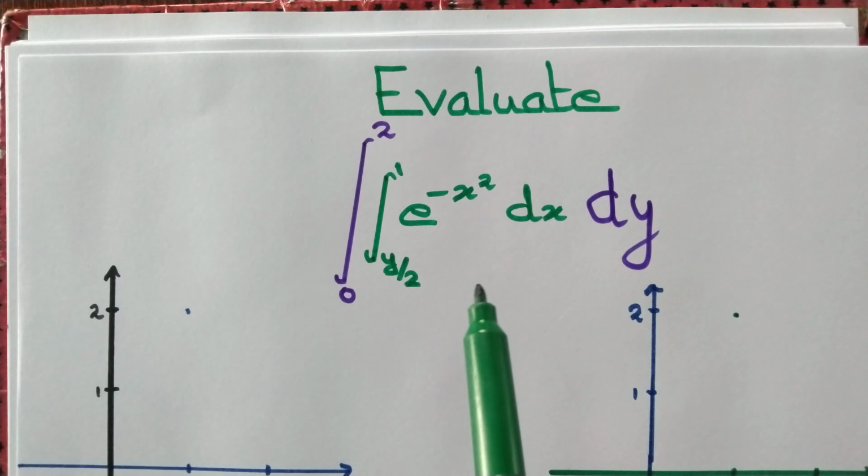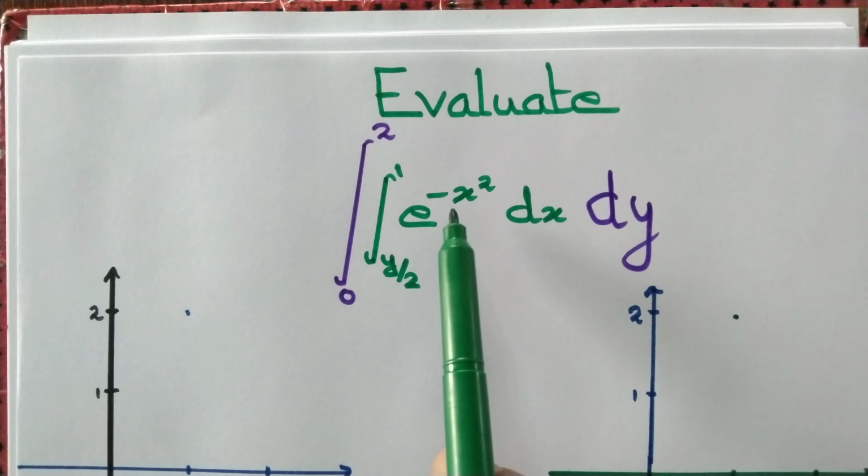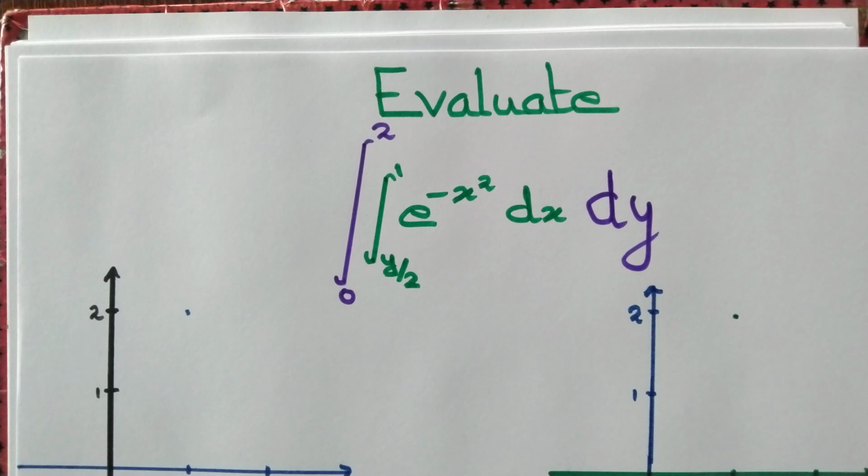You see that if we want to do it directly, we have to integrate e to the power minus x square dx, but we do not know any closed form for e to the power minus x square. If we want to integrate it, simply we don't know how to do it. So what we do is we go for change in order of integration.